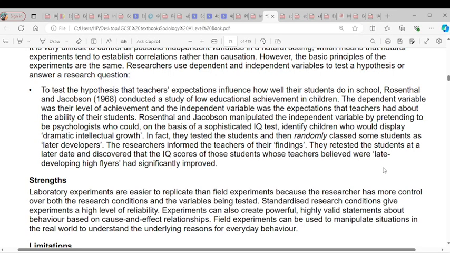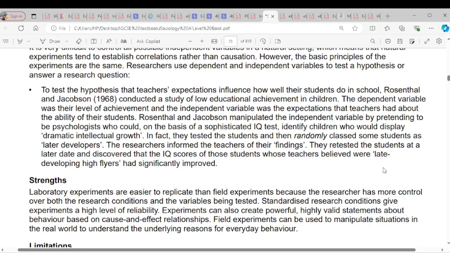They are teachers, but instead of identifying themselves as teachers, they manipulated the situation by identifying themselves as psychologists. Do you get the point here? Okay.